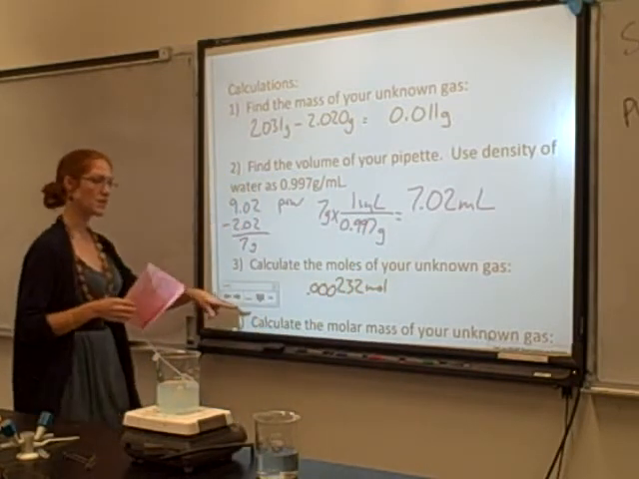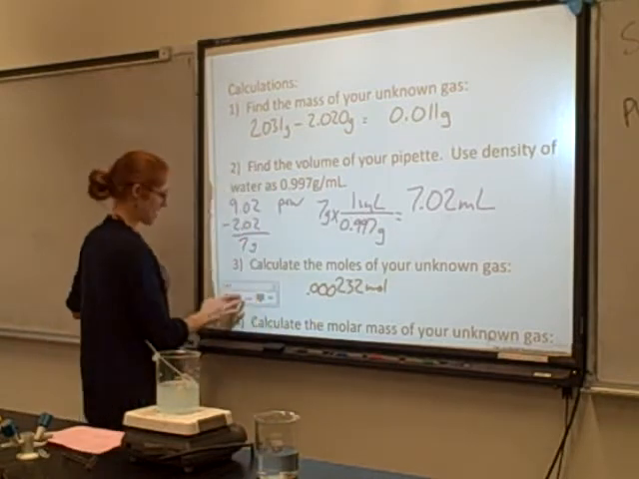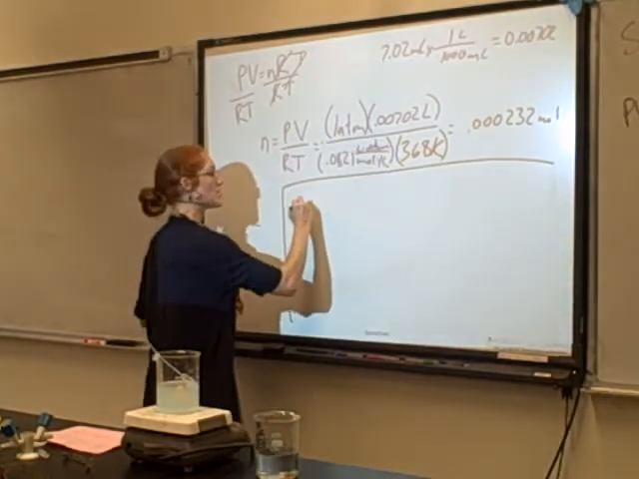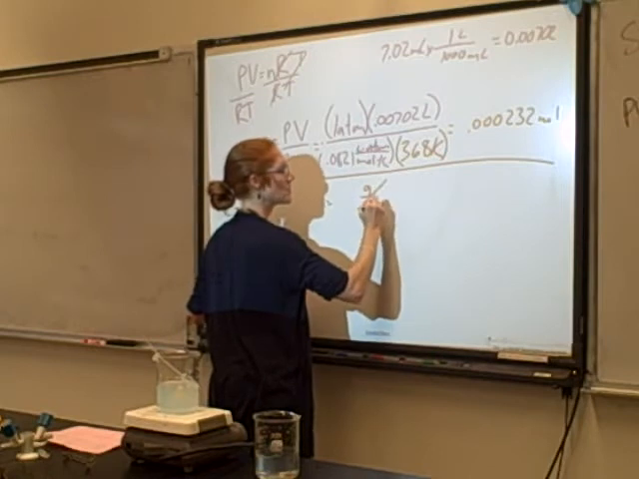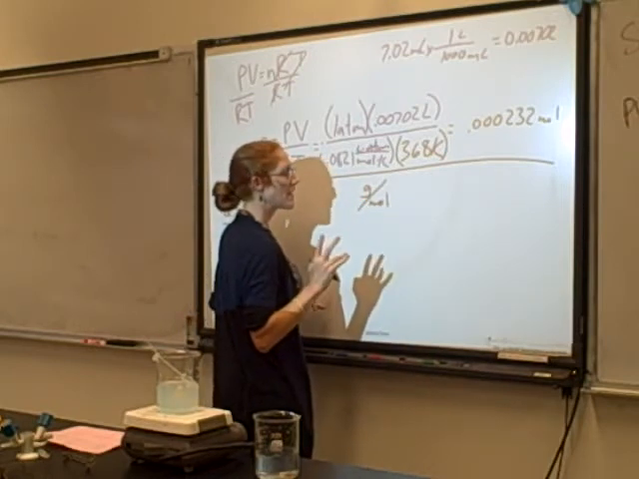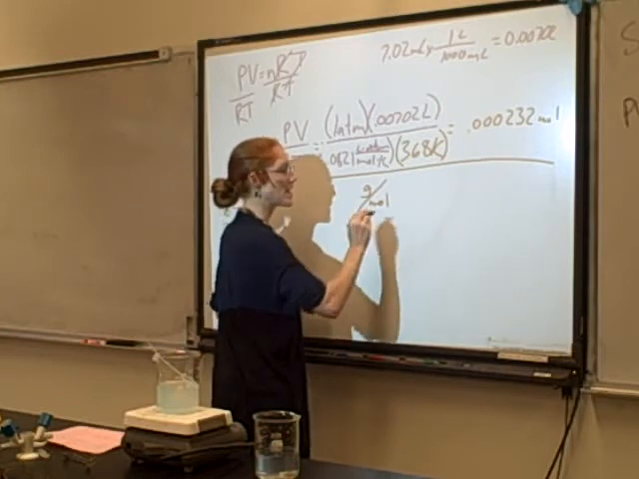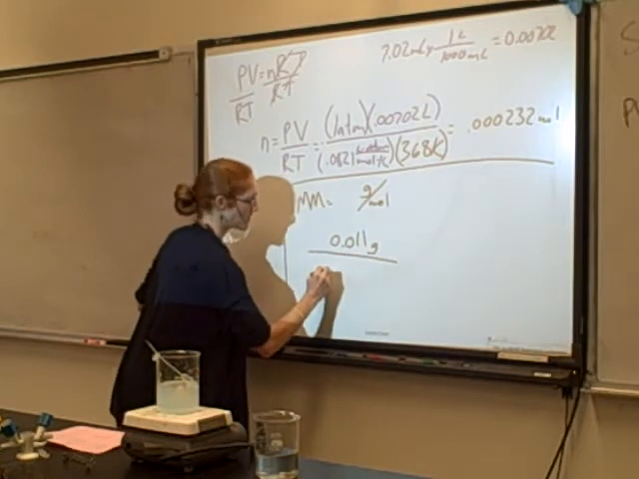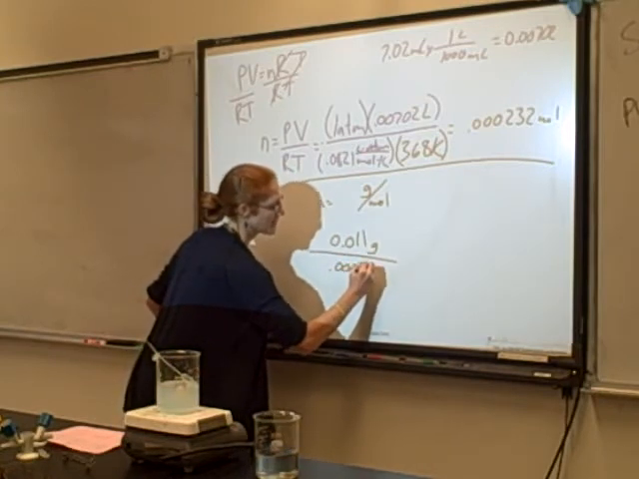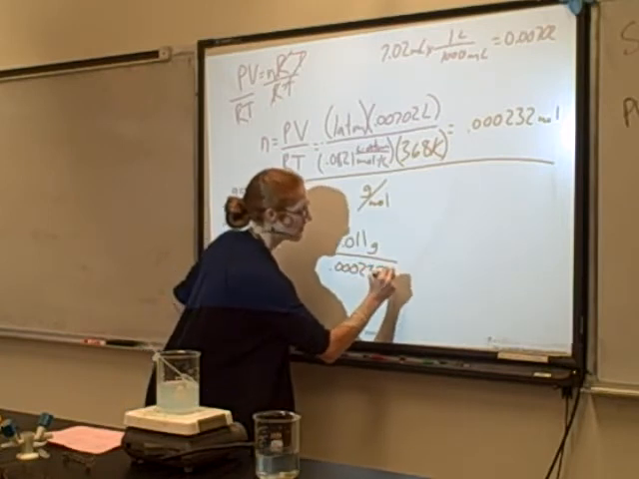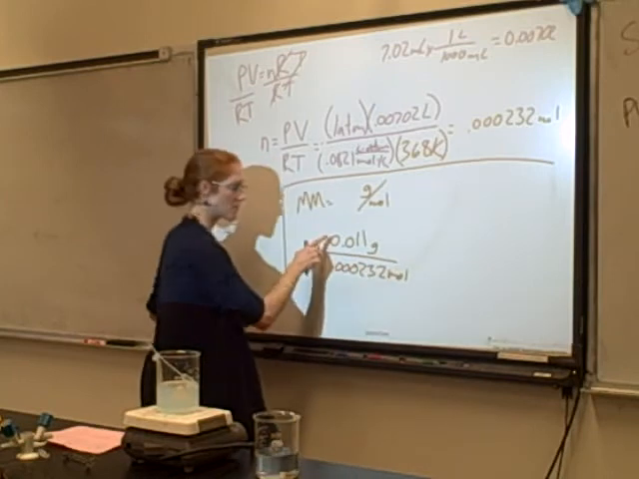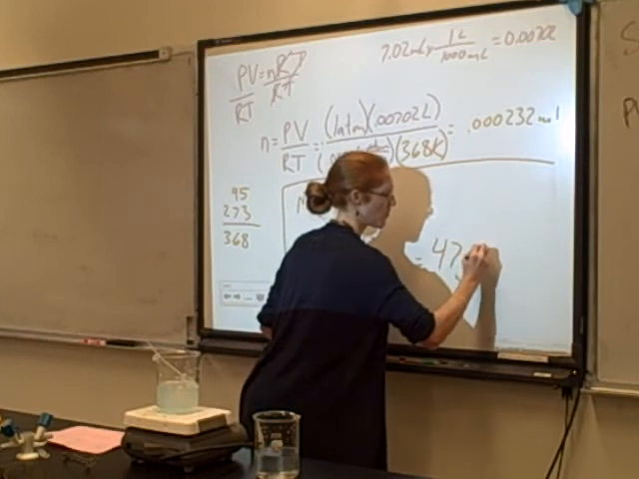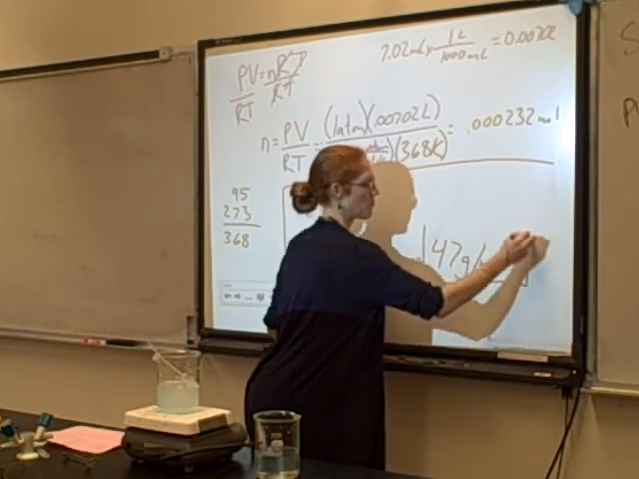Okay, and for the last one, calculate the molar mass of your unknown gas. For that, I'm going to use some more space. For molar mass, I know the units for molar mass are always going to be grams per mole. So I'm going to take the fact that I know I had 0.011 grams of that gas, and it was in 0.000232, or 2.32 times 10 to the negative fourth, moles. So go ahead and type that in, and when you calculate it, you should get to 2 sig figs 47 grams per mole. So that would be the molar mass of your unknown gas.